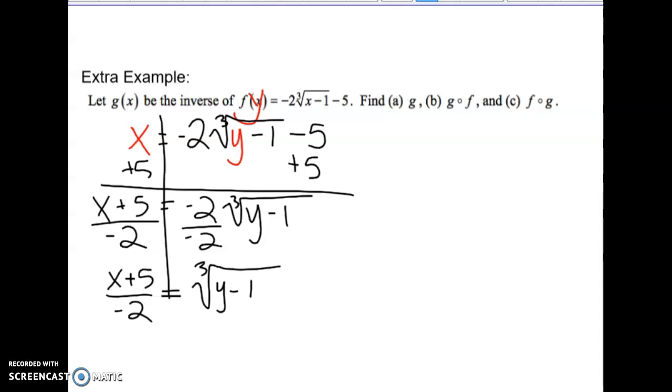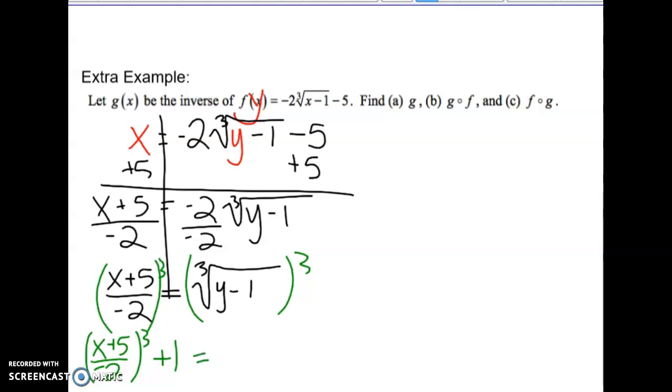Okay, how do I undo cubed root? I cube it. So now I've got x plus 5 all over negative 2, all cubed, and then I'm going to plus 1. Yuck. But it was multiplying by negative 2, now it's dividing. Oh, I missed a negative right there. Okay, good. It was originally minus 5, now it's plus 5. Makes sense. Was cubed root, now it's cubed. Makes sense. Plus 1. All right, so this is my inverse.